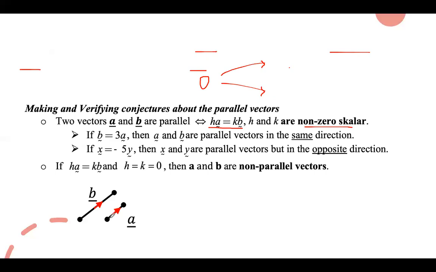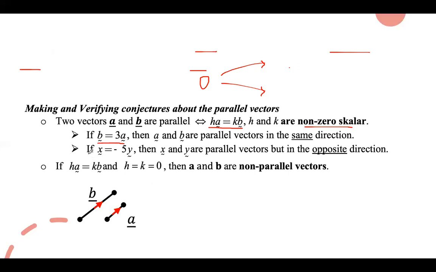B is longer than A in the same direction. So we can write B equals 3A. If you can write in this relation, B equals 3A, therefore they are parallel and in the same direction. If they are not parallel, you cannot write like this. So they are not equal.